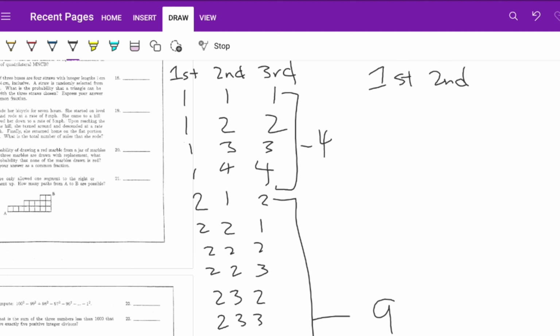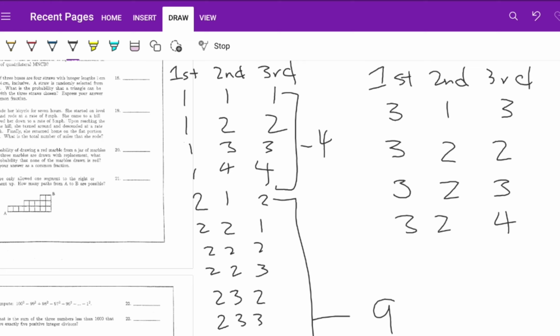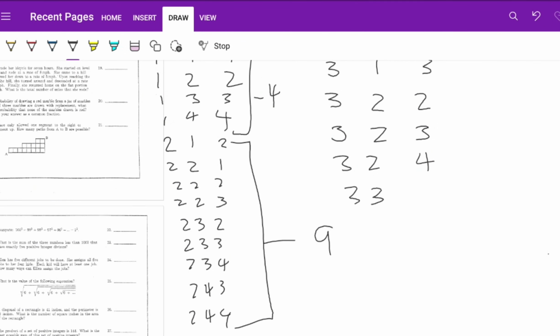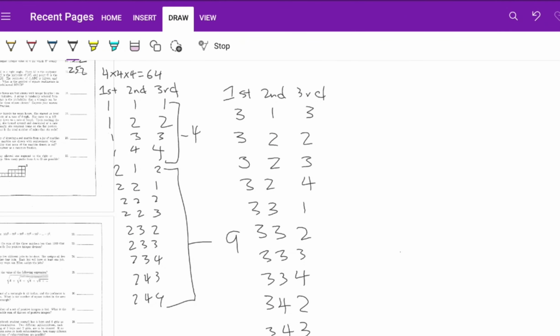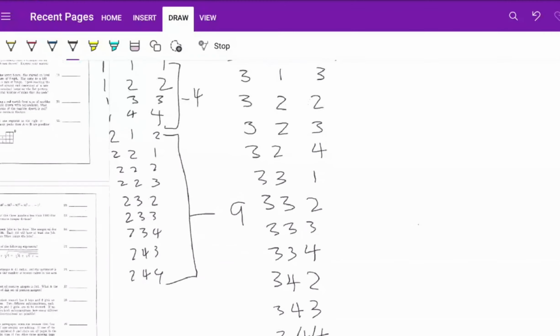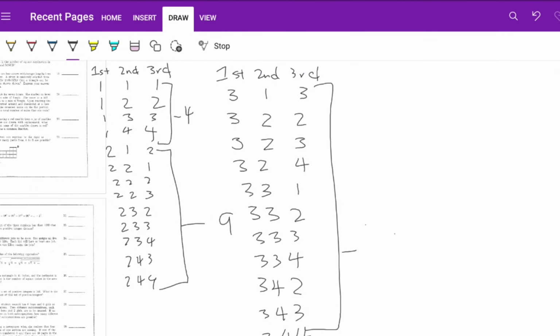And then let's move over to this side. First, second, third. And then we get 3, 1, 3. That's the only possible 1. Then 3, 2, 2, 3, 2, 3, 3, 2, 4. Then 3, 3, 1, 3, 3, 2, 3, 3, 3, 3, 3, 4. And then 3, 4, 2, 3, 4, 3, and 3, 4, 4. And then let's see how many are in here: 1, 2, 3, 4, 5, 6, 7, 8, 9, 10, 11. So 11 are in here.